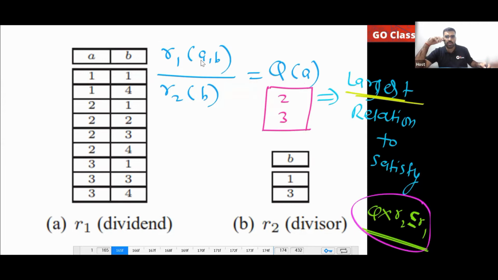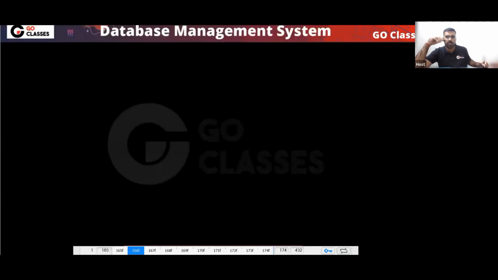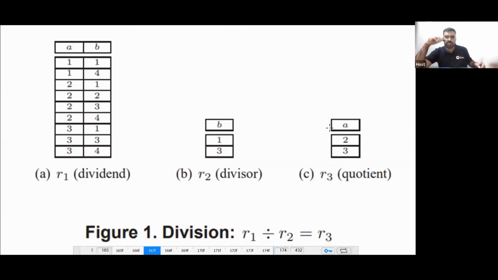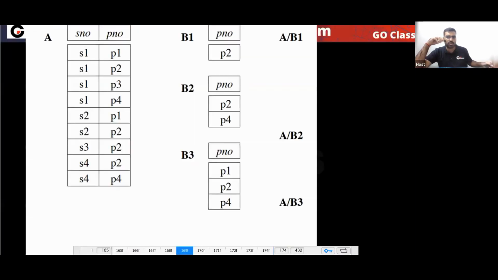Now, do you know why the name division is coming? Why we call it division operation? Because ultimately this is the same as division operation in normal mathematics. So now, let's do some more questions.